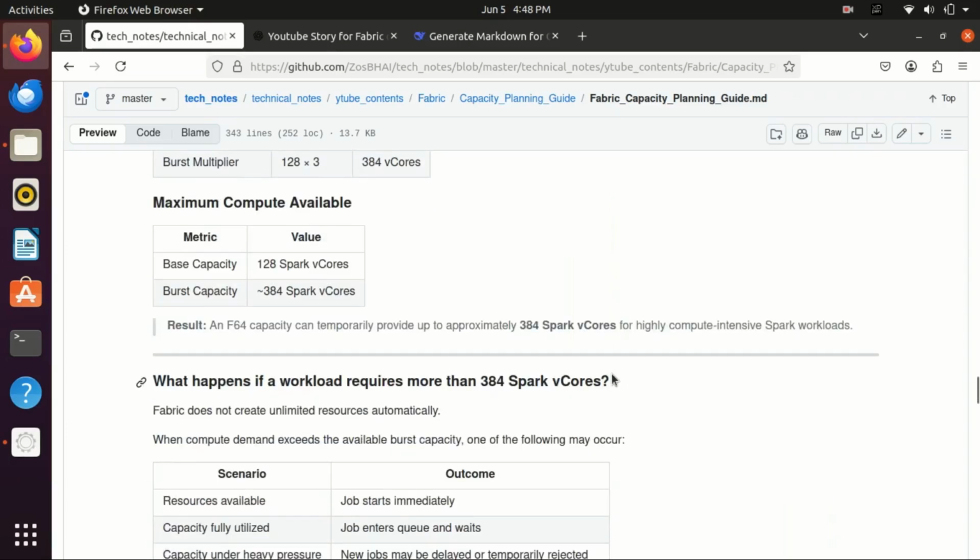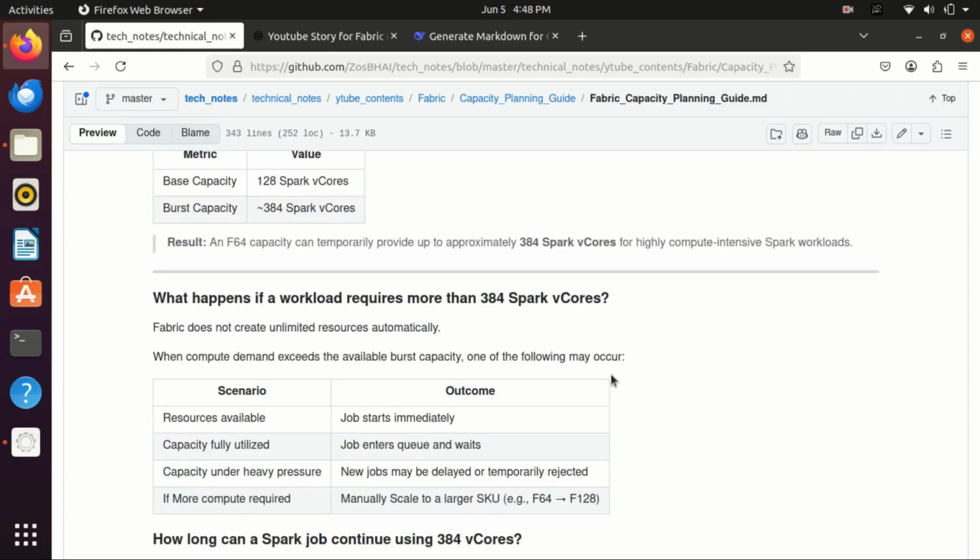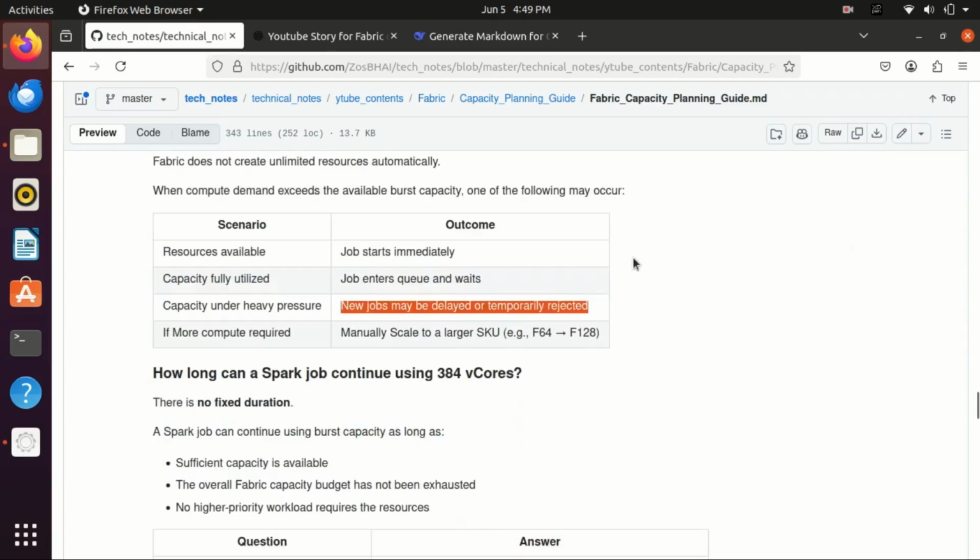Now a question arises: what happens if the workload needs more than 384 Spark virtual cores? Fabric does not create unlimited resources automatically. Instead, one of the following things can happen: either the job may enter a queue and wait for resources to become available, or if the capacity is heavily utilized, new jobs may be delayed or temporarily rejected. Another option is to scale to a larger SKU, such as moving from F64 to F128 or F256, which provides higher compute.